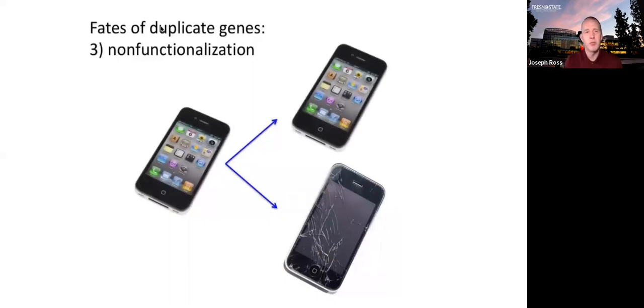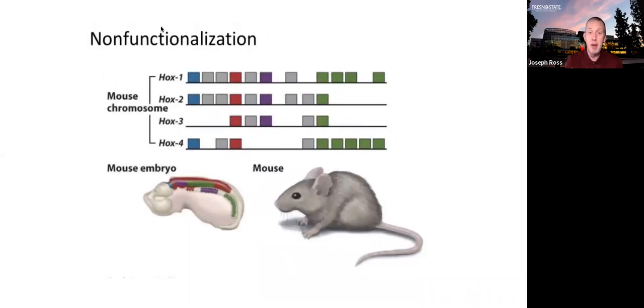And then non-functionalization. You get a duplicate, one of them breaks. That's fine. You're still a healthy organism because you still have the ability to do the original functions of the original gene and protein. And in fact, that's a benefit of gene duplication, is they provide a backup copy. And that's how they benefit evolutionary developmental biology.